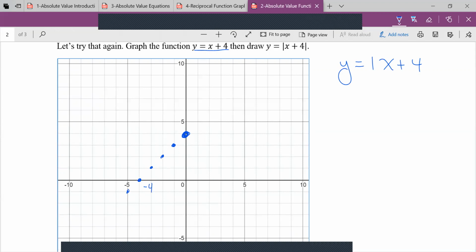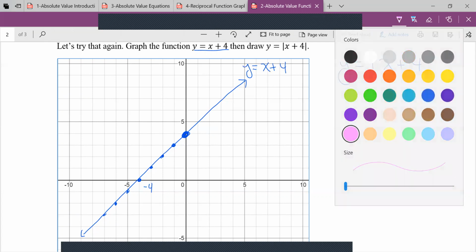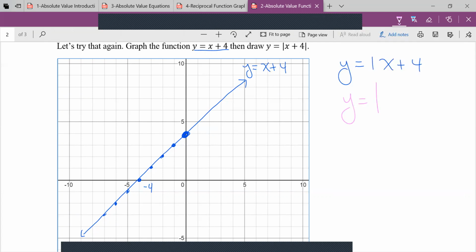And this thing just keeps going, right? And so if I was on a paper assignment, I would whip out a ruler, but there it is. There's the graph of y is equal to x plus 4. So how do I draw the graph in lovely hot pink of the absolute value of x plus 4?